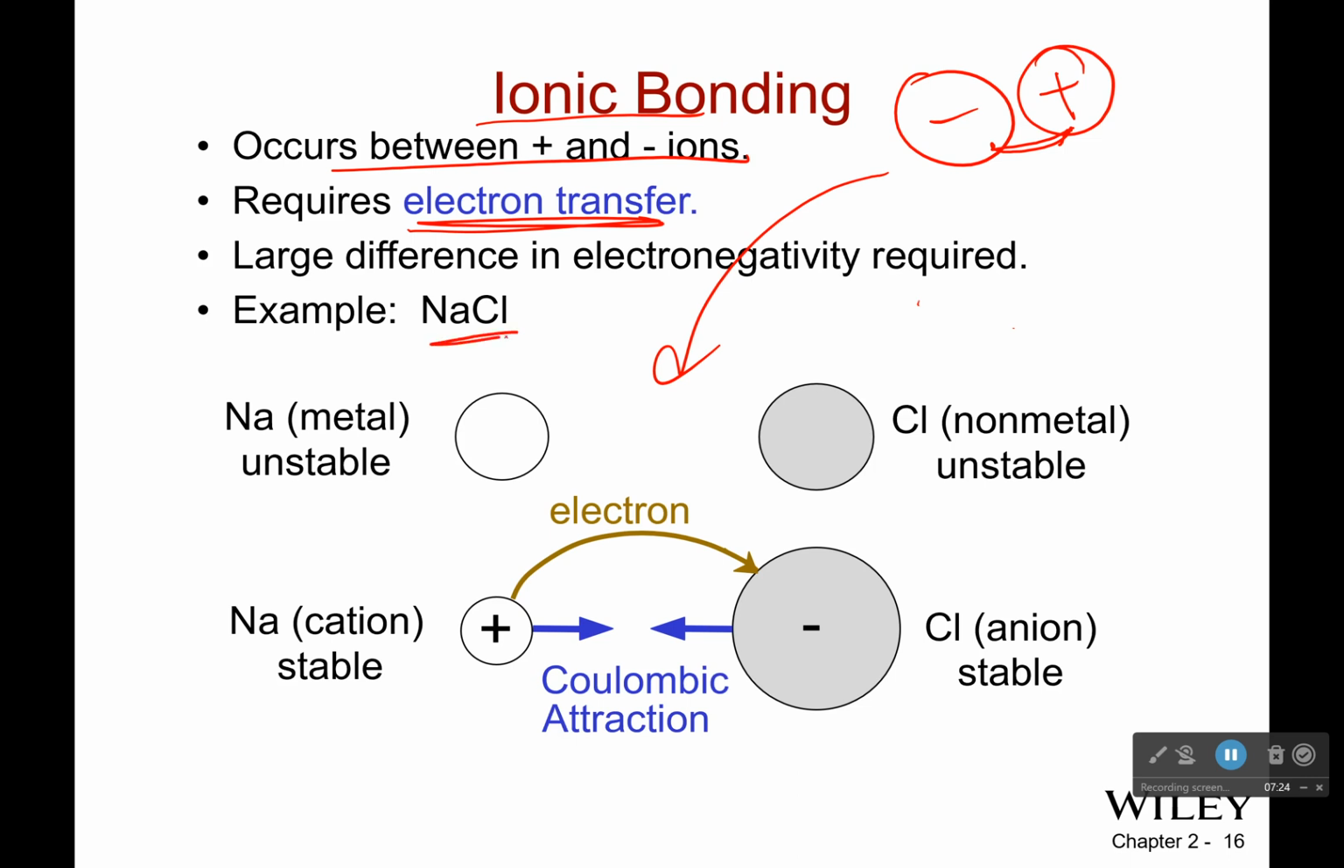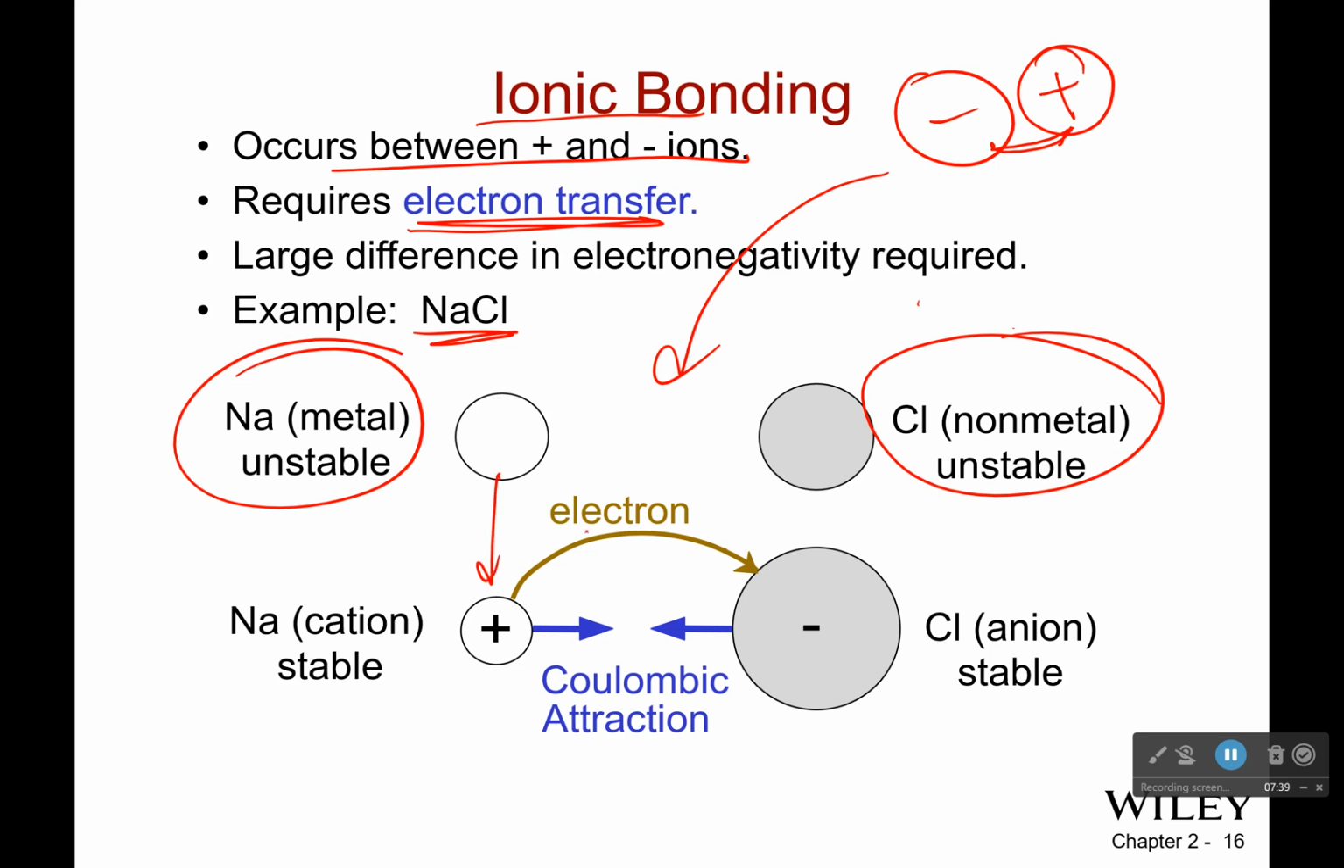Now, an example of this would be any salt you know of. Sodium chloride, which is just table salt, would be that. What you have here is sodium, which is a metal, and chlorine, which is a non-metal. Both of them are unstable. And then an electron gets transferred. And what you might notice here is that if you look at this, chlorine got bigger and sodium got smaller. And that is real. That really happens.